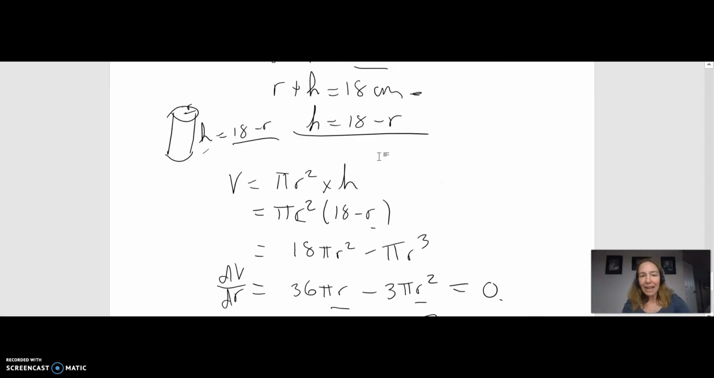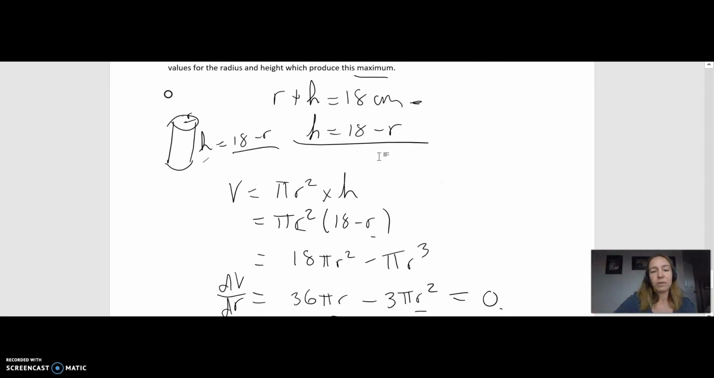I guess the main thing is getting H in terms of R and remembering your volume from year 9 and 10, so quite a long time ago.